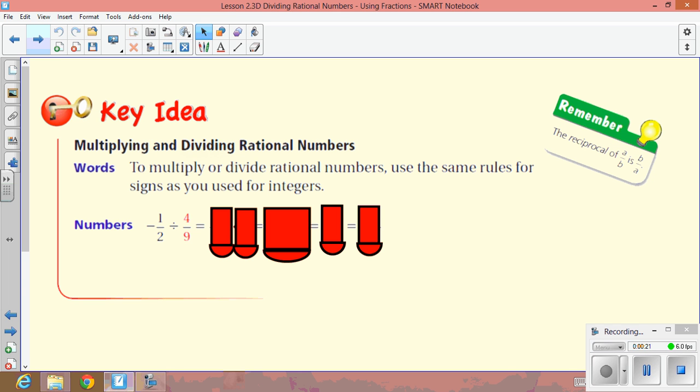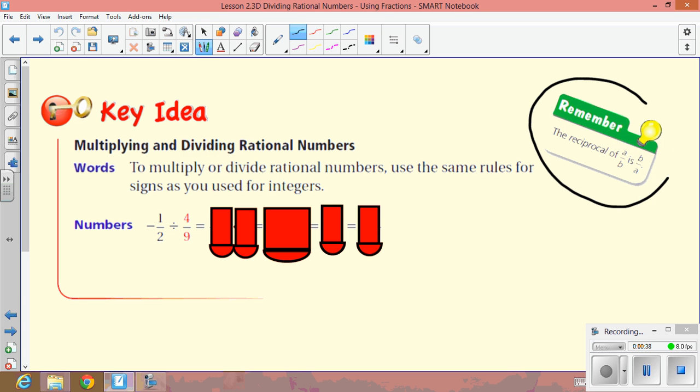Just some key ideas. When you multiply or divide rational numbers, we use the same rules as if we had integers. If the signs are the same, the answer is positive. If the signs are different, the answer is negative. Please take a minute and take a look at this key idea here. And the word reciprocal simply means to take a fraction and flip it.